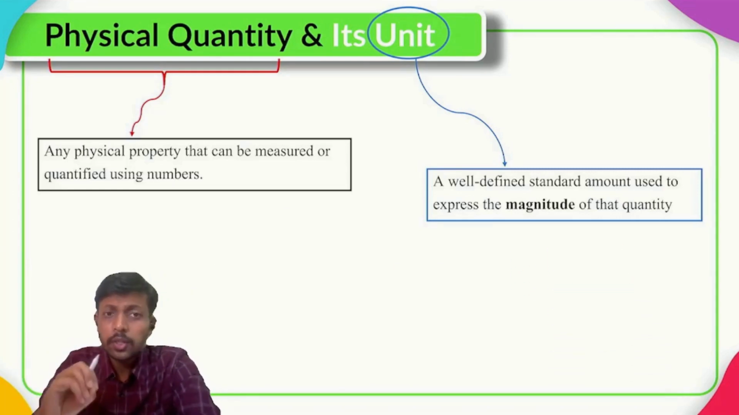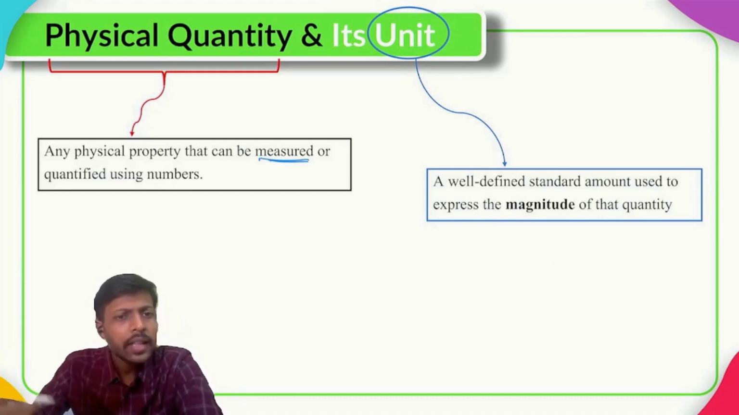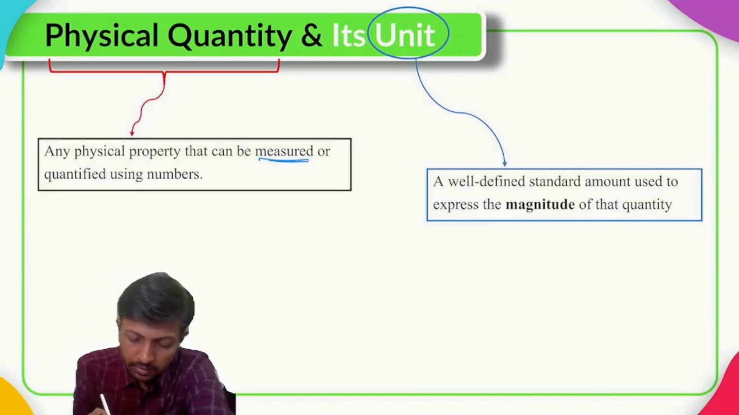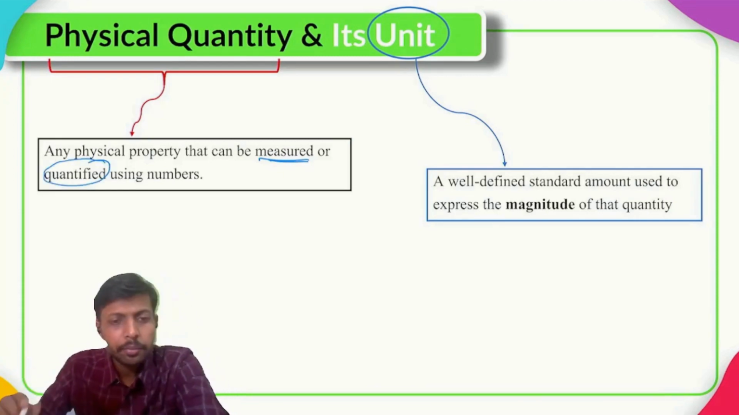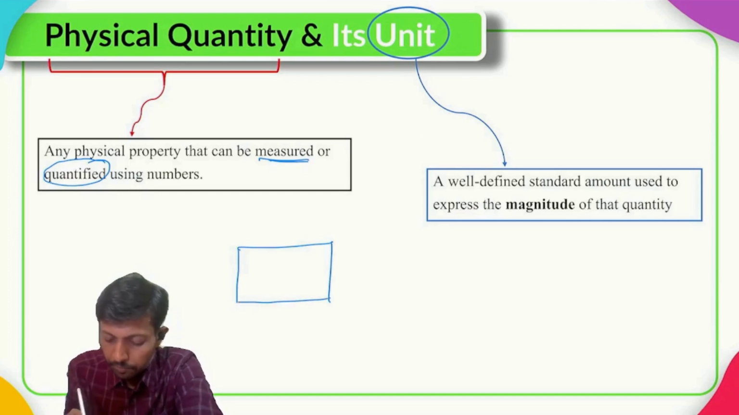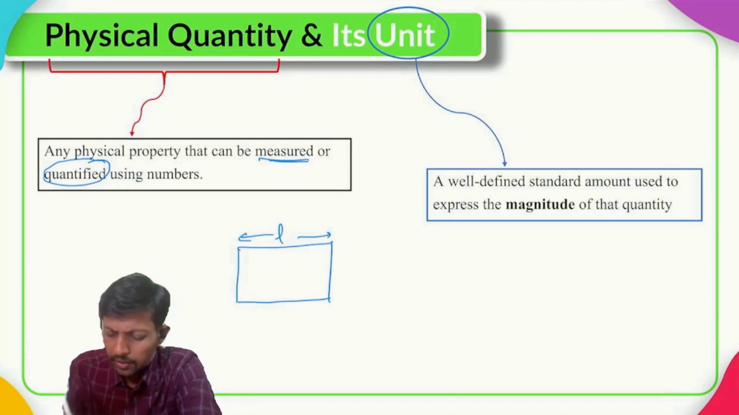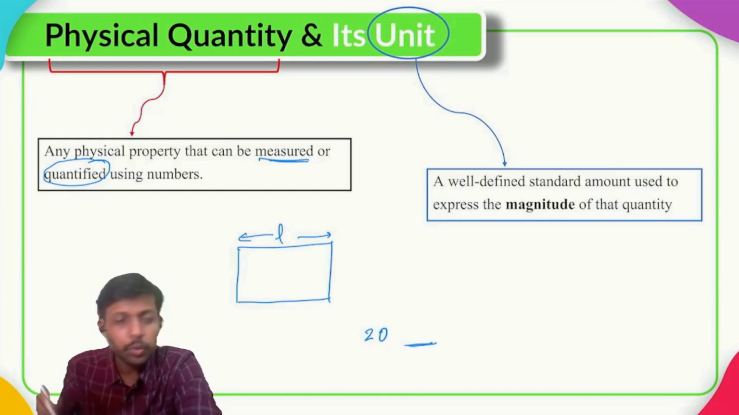So, physical quantities are those quantities that can be measured, and they can be quantified. By quantified, we mean we can put a number to it. So, if I want to measure the length of a table, this is the length. I use a scale to measure it, or whatever measuring instruments we have. We measure it and we can say, okay, the length of the table is 20 units.